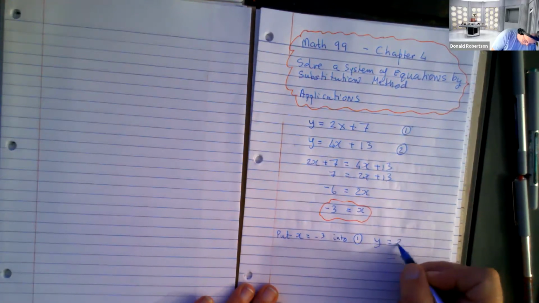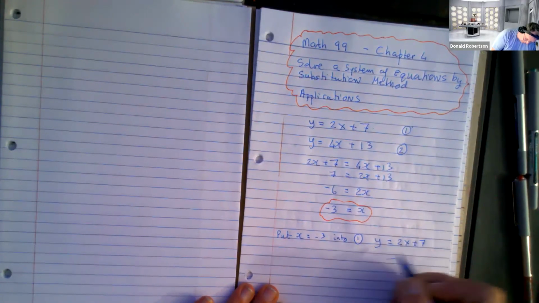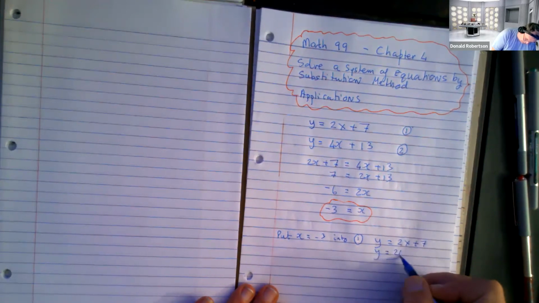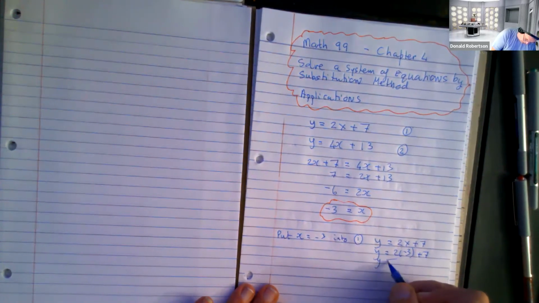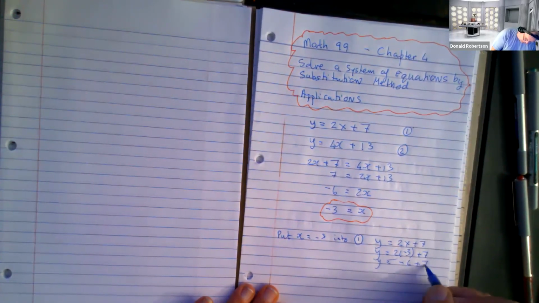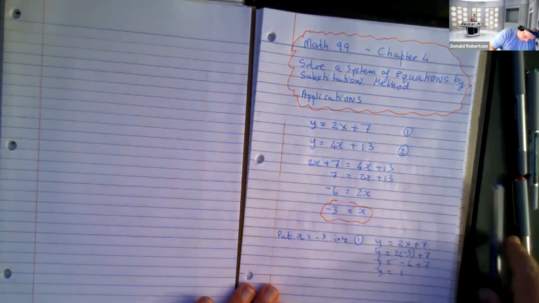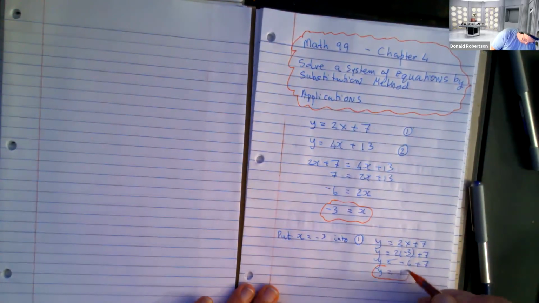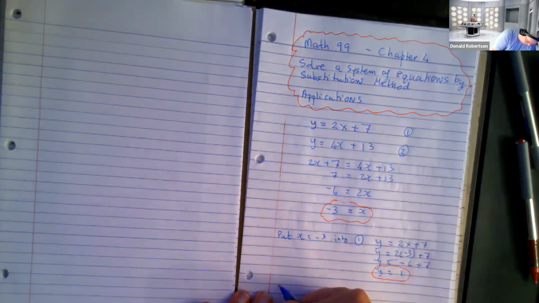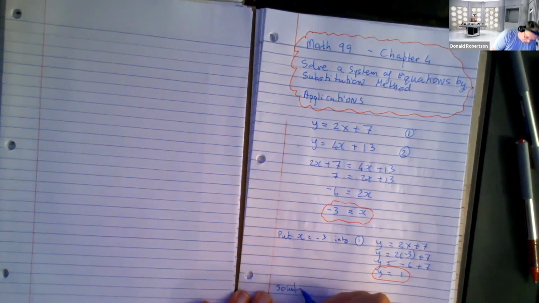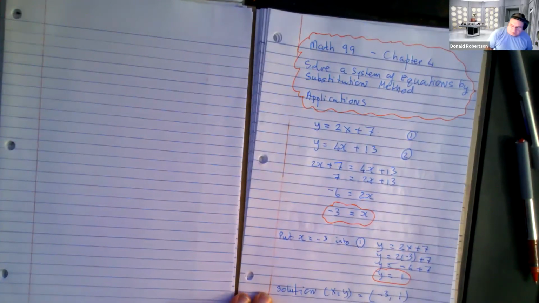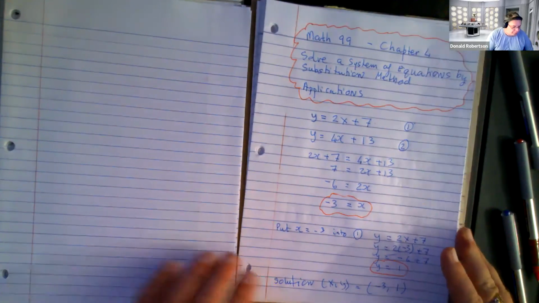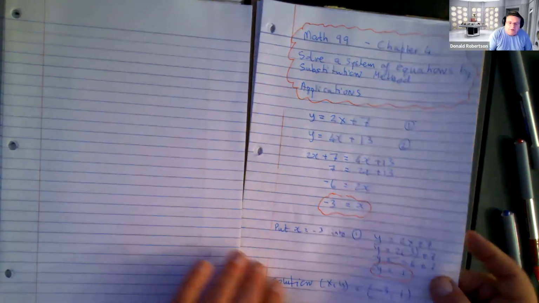y is 2x add 7. So y will be 2 times -3, add 7. So y will be -6 add 7. So y will be 1. And that's us solved the problem. We have our solution: x is -3, y is 1. We're finished. So that's pretty nice, pretty clean.